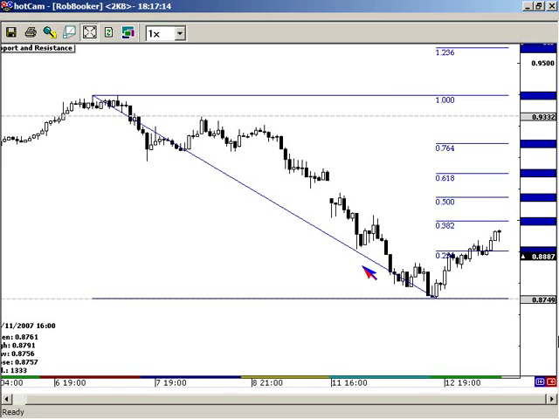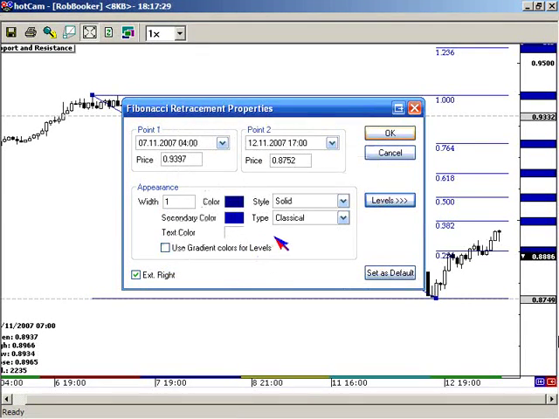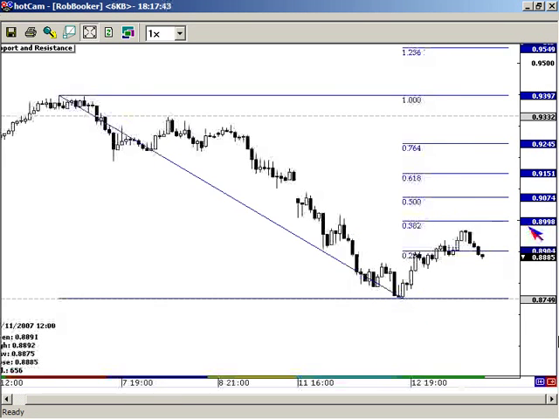Let's change some of these colors here on these levels. Having some trouble with that. Oh, text color, white. There we go. First profit target that we could shoot for was 89.04. Next profit target that we could shoot for would be 89.98. Next profit target could be the 50% retracement at 90.74. And then we could even get up to the 62% retracement at 91.51.